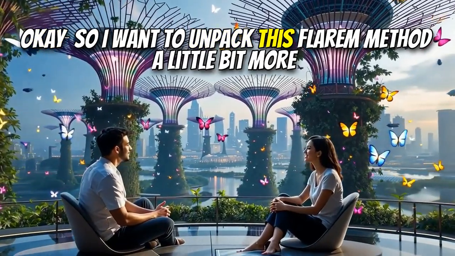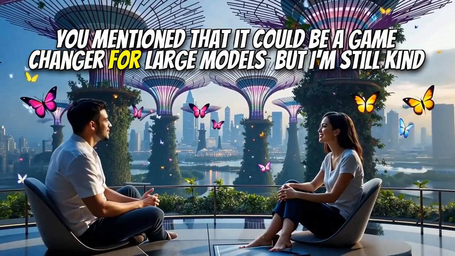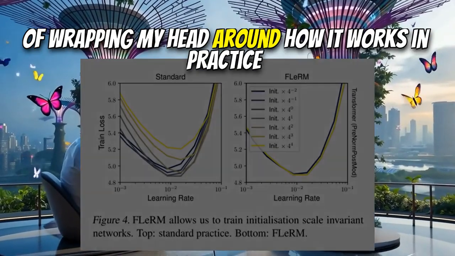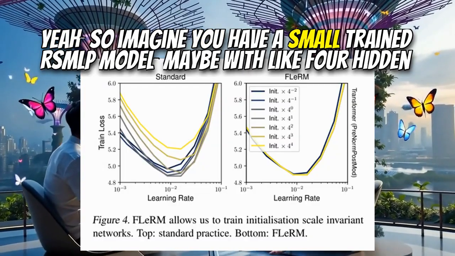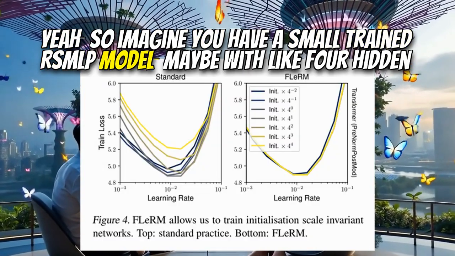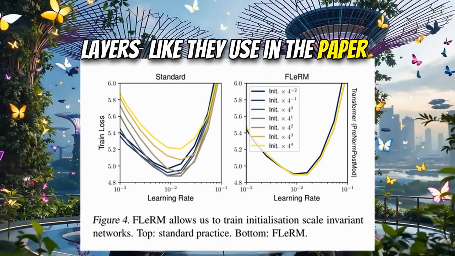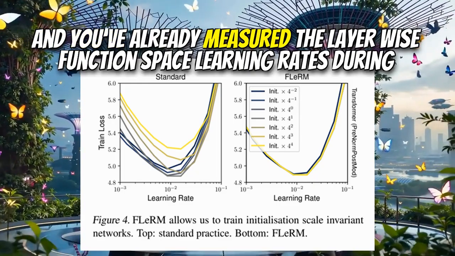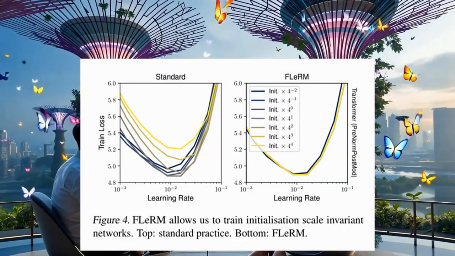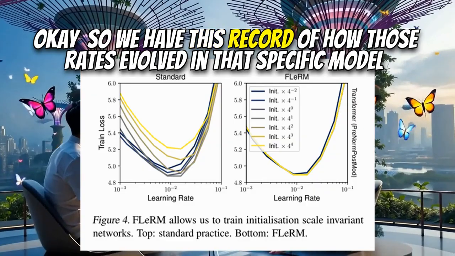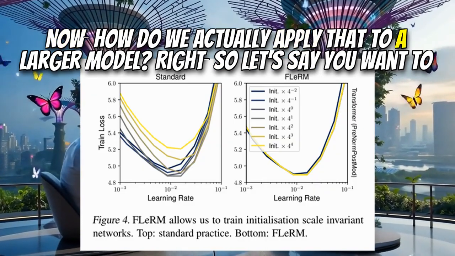Okay, so I want to unpack this FLeRM method a little bit more. You mentioned that it could be a game changer for large models, but I'm still wrapping my head around how it works in practice. Yeah, so imagine you have a small trained ResMLP model, maybe with 4 hidden layers, like they use in the paper. And you've already measured the layer-wise function space learning rates during training. Okay, so we have this record of how those rates evolved in that specific model. Now, how do we actually apply that to a larger model?